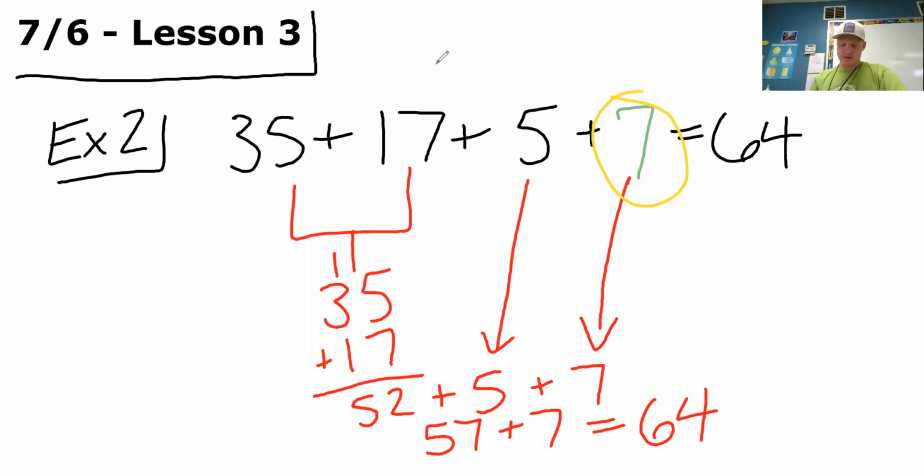Now we have 2 more examples, example 3 and example 4. Example 3 says, find the number for W. Let's get that written out here.